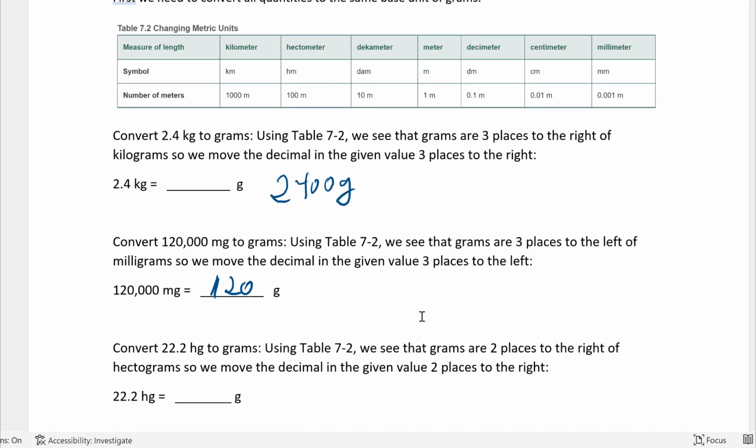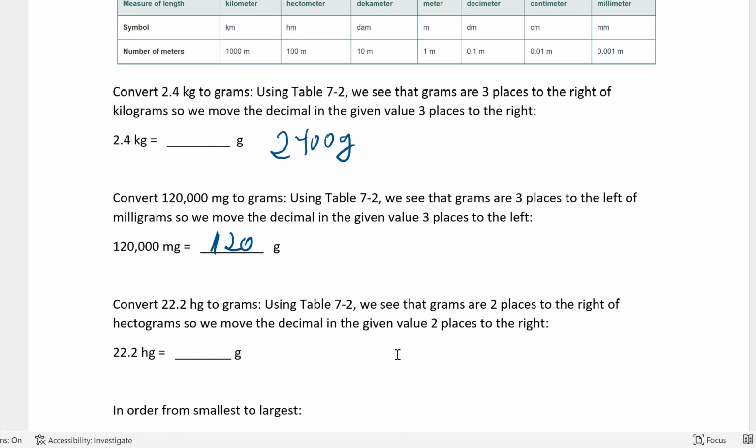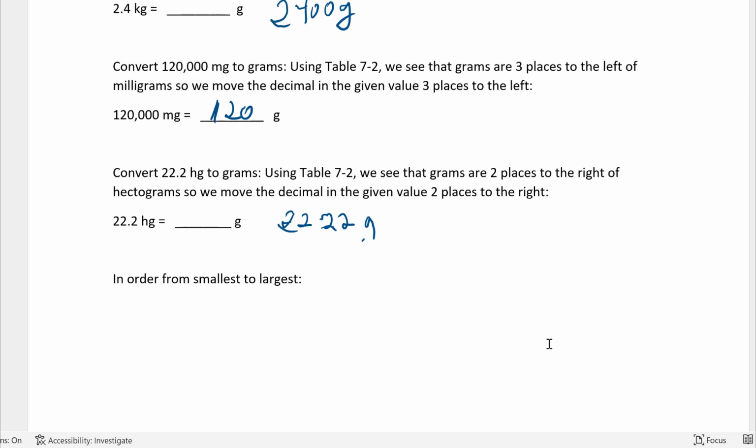And then finally we have a hecto, which is right here, and we want to take that back to the base unit, which is 2 units to the right. So we're going to move our decimal place 2 places to the right. So 22.2 hectograms, move it over 2 places, 1, 2, is equal to 222 grams. All right, so what do we have? We want to go from smallest to largest, so our smallest is 120 grams. Next we have the 222 grams. And then finally we have the 2,400 grams.